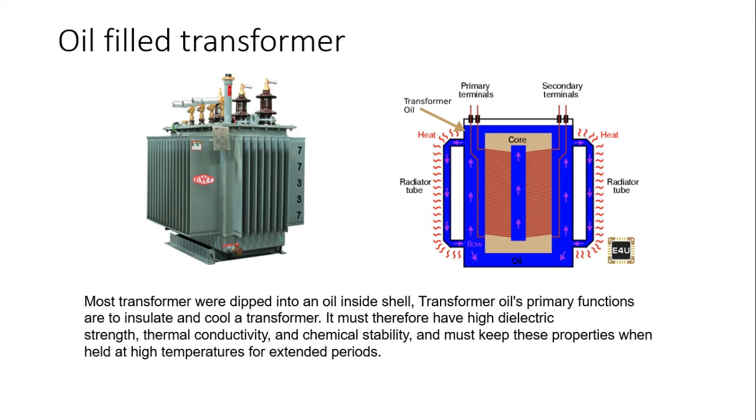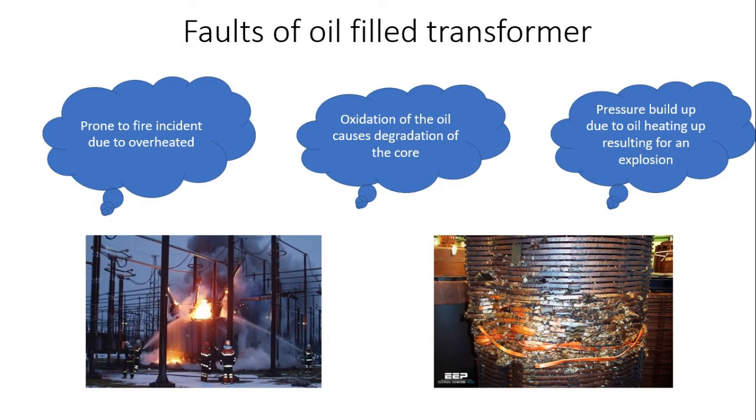But to ensure that the transformer oil manages to provide sustained protection, we need to ensure that the transformer oil temperature and the oil level are controlled and monitored. And these are the faults of an oil filled transformer. The use of oil inside the transformer is prone to fire incidents due to overheating, and the oil will cause a pressure build up as it heats up, resulting in an explosion. Also, the oxidation of the oil causes degradation of the transformer core.